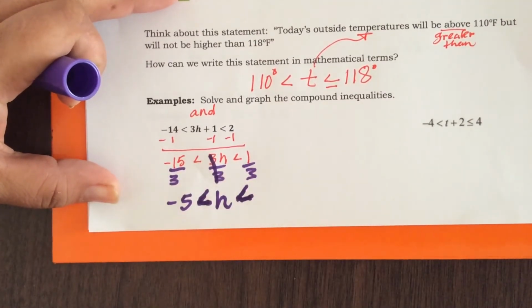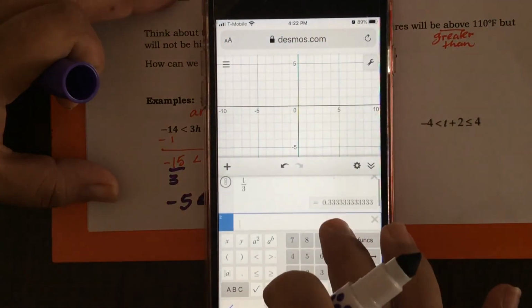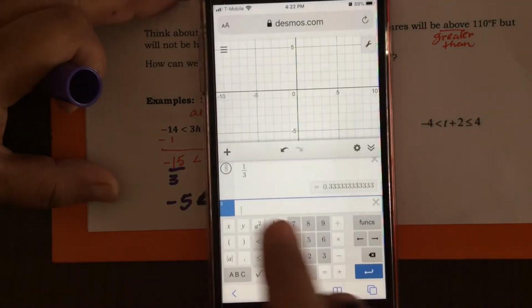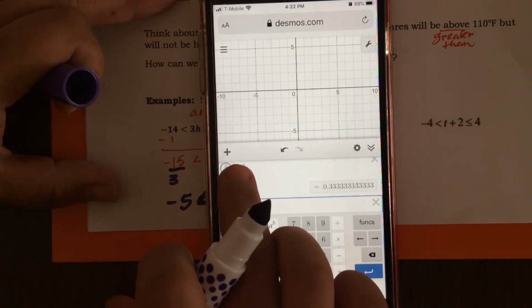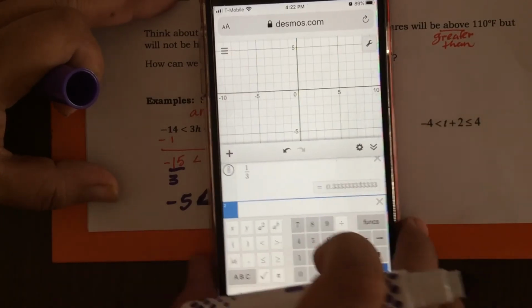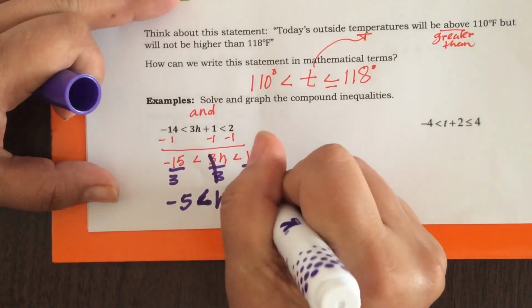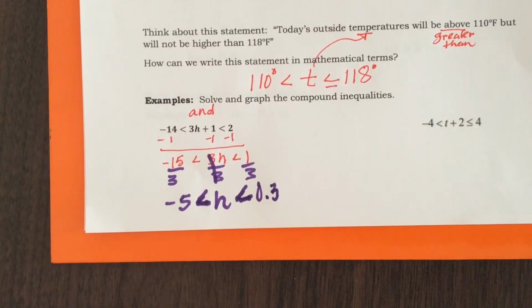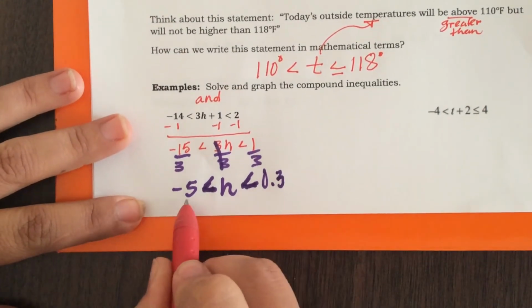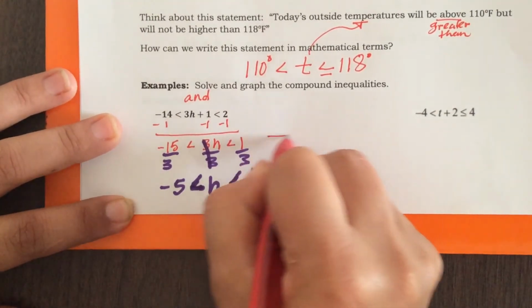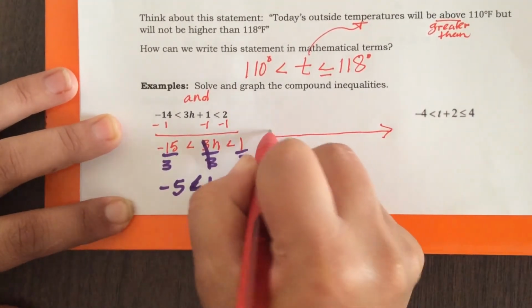Okay, and then 1/3 is 0.33. If you go to Desmos, I have this on my phone all the time, it works really well with fractions. 1 divided by 3. You just use the dividing sign and you're going to get 0.3. I'm just going to round it, because we're going to graph the answer here. So then this is saying that h is in between -5 and 0.3. So I'm going to draw my number line.